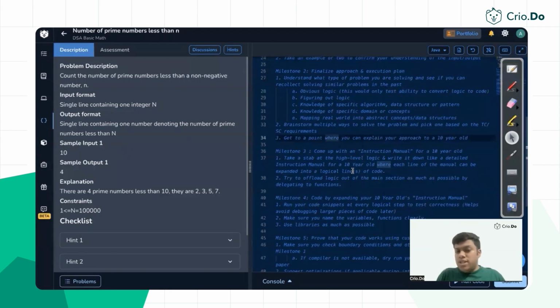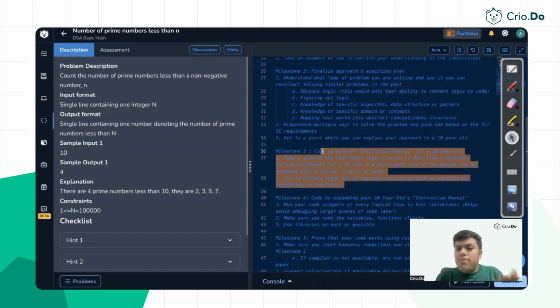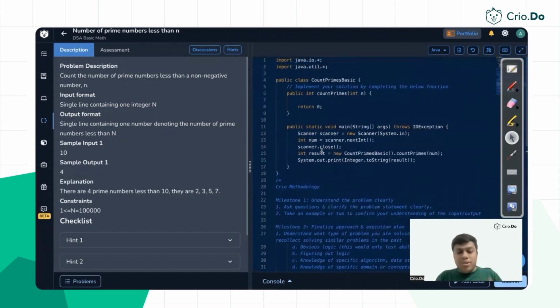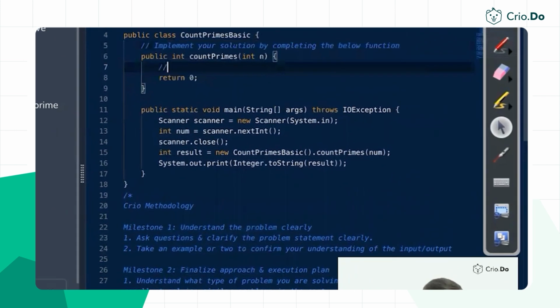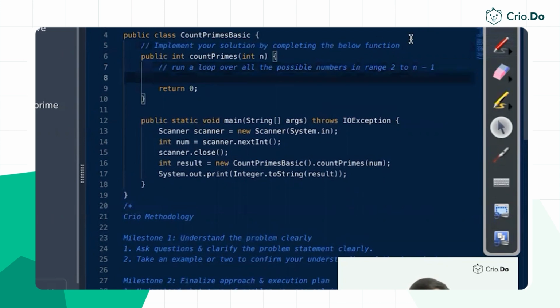And let's now come up with the instruction manual in milestone number 3. So first of all, what we need to do is run a loop over all the possible numbers in the range. In range what? In range 2 till n minus 1. Why? Because 1 can never be a prime number.